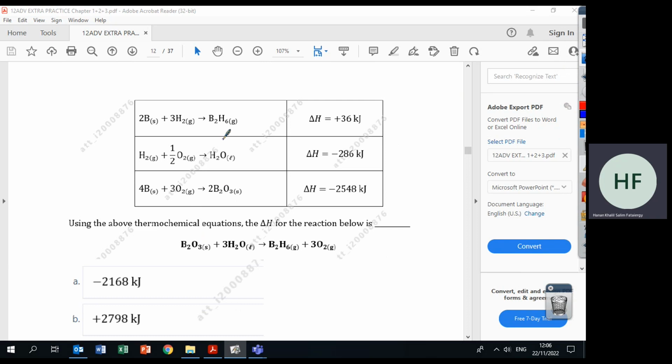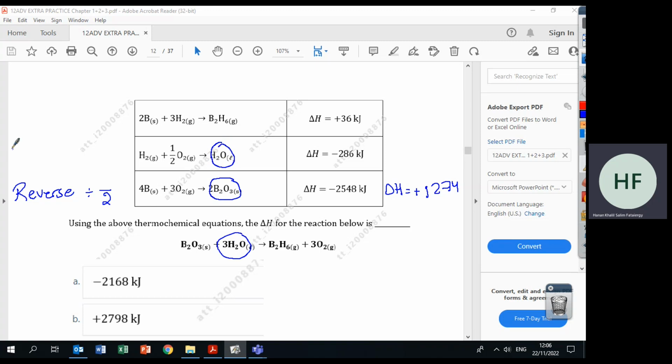Okay, here B2O3, it is here. This is a product, I wanted a reactant, so I will reverse. And here the coefficient is 1, but it is 2, so I will divide by 2. Okay, what happens to delta H? If we reverse, it will be positive, and divide by 2. So divide this whole number by 2. 2548 divided by 2, this will give you 1274.